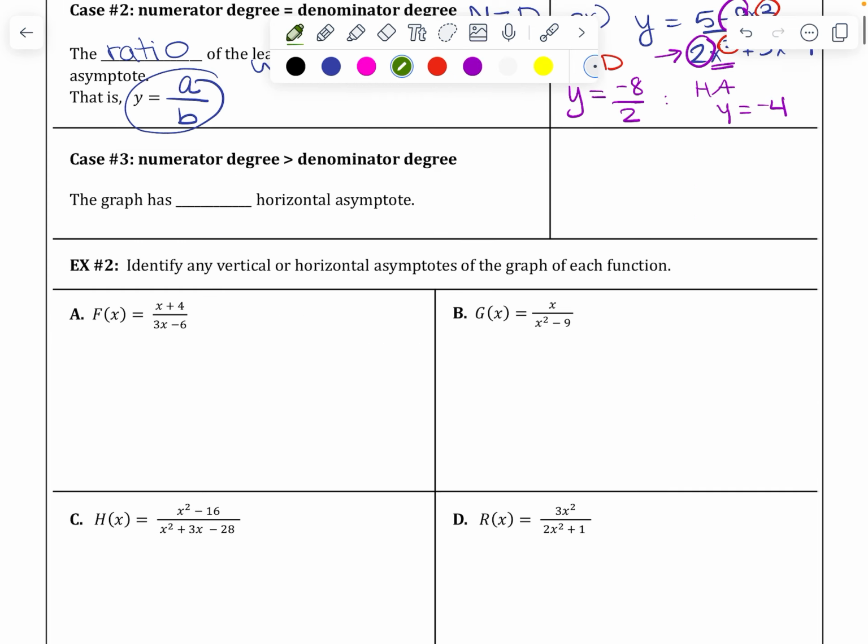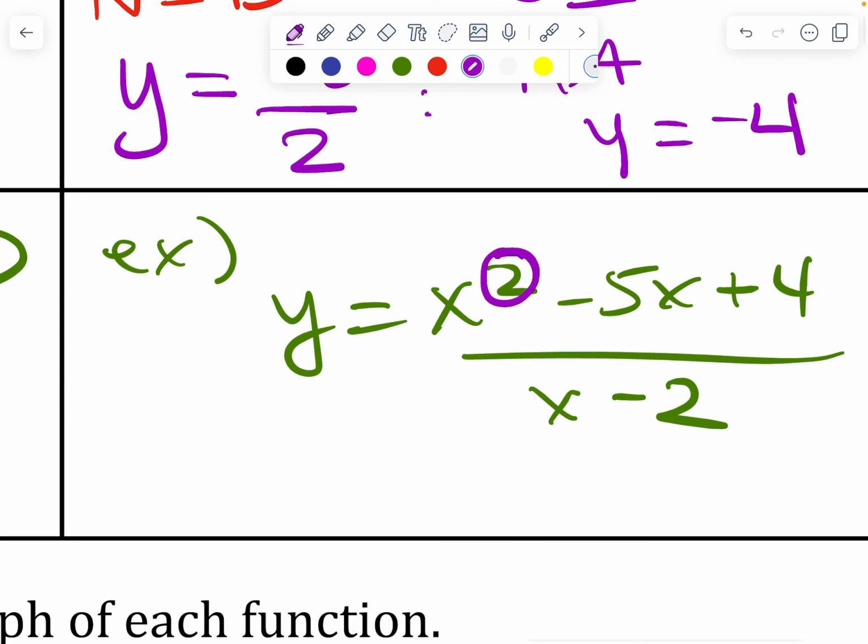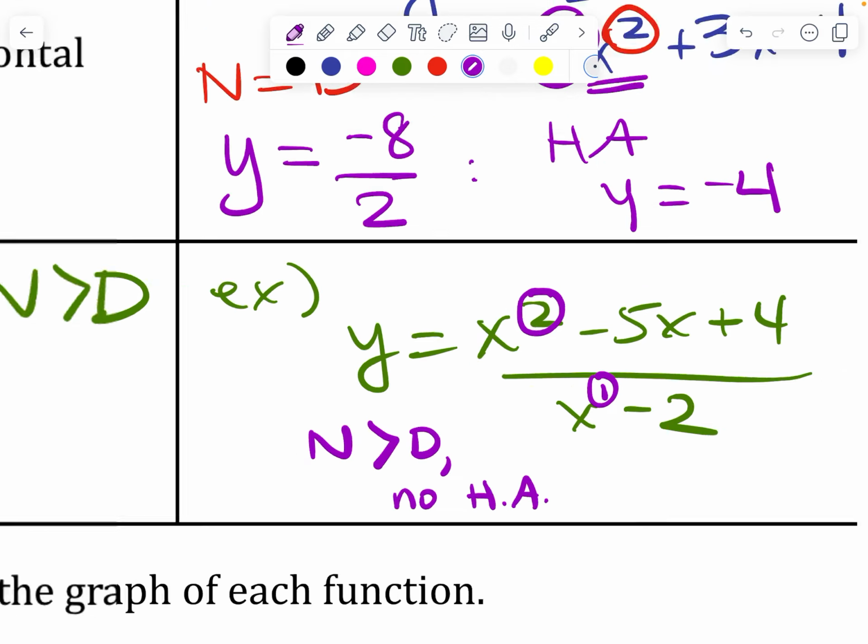Okay, our last case is when the numerator degree is greater than the denominator degree. This says there is no horizontal asymptote at all. So for an example like this, you could say y equals x squared minus 5x plus 4 all over x minus 1. If I look at these degrees here, the numerator is 2 and the denominator degree is 1, therefore the numerator is greater than the denominator, therefore there is no horizontal asymptote.